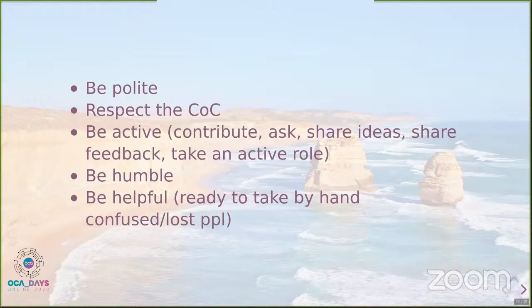But even if we had no explicitly written code of conduct, we still have a code of conduct among open source communities. That is basically, you should be humble, you should be helpful, you should be agreeable, and things like that. And after all, be active. That means contribute, ask questions, share ideas, share feedback, and take an active role. Taking an active role is to me of utmost importance for an open source community.